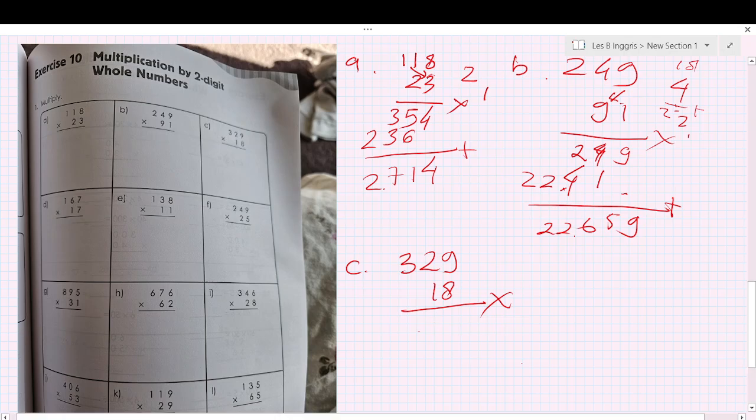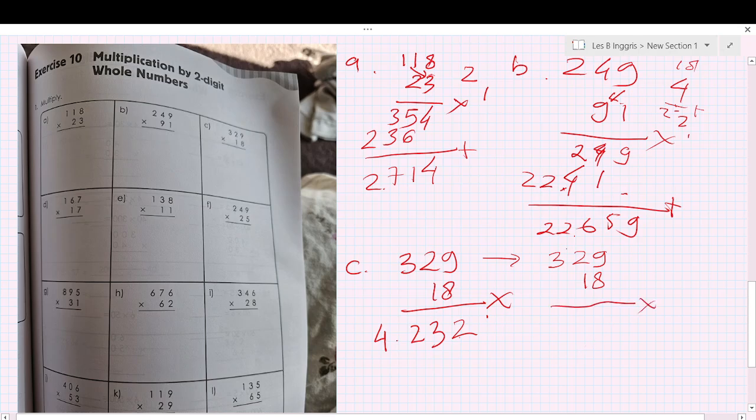Okay. I saw a 4, 2, 3, and 7. Is that correct? No. Not 7. Okay, so we'll check your answer together. So 329 times 18 is the same as before.